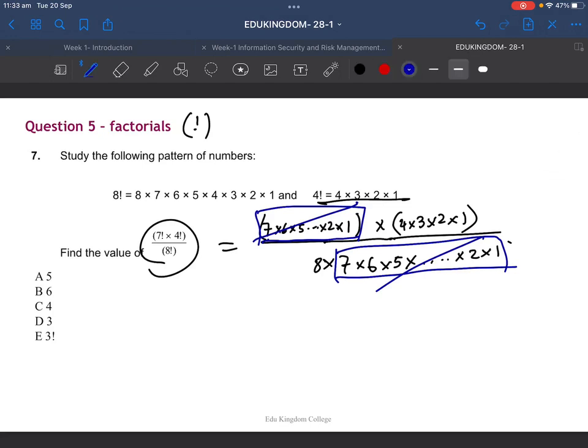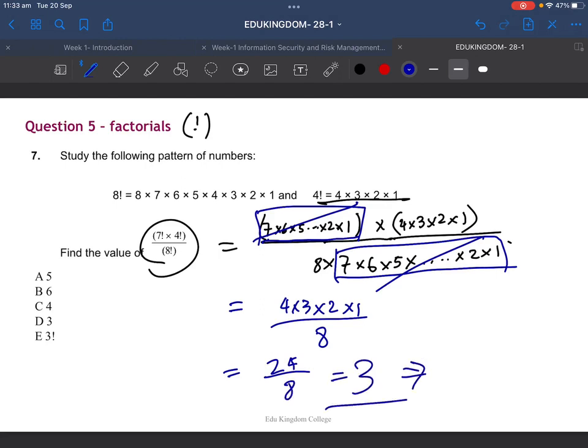So I cancel these out. What am I left with? 4 times 3 times 2 times 1, or 4 factorial over 8. And that becomes a lot simpler to work out, doesn't it? And that's going to be 24 over 8, which is the same thing as 3, which is option D. Okay? So that's why we circle D.